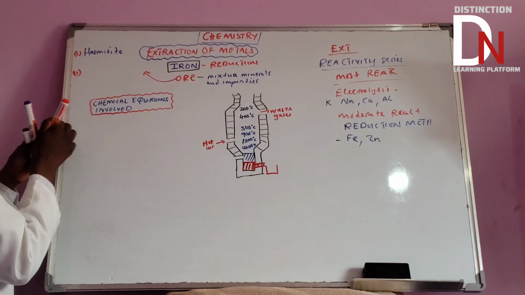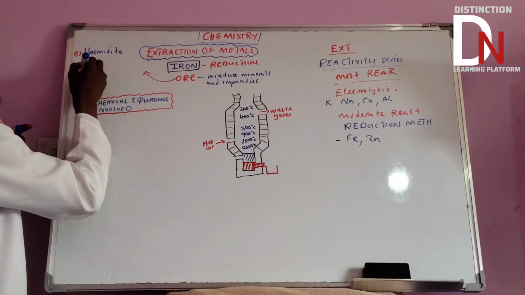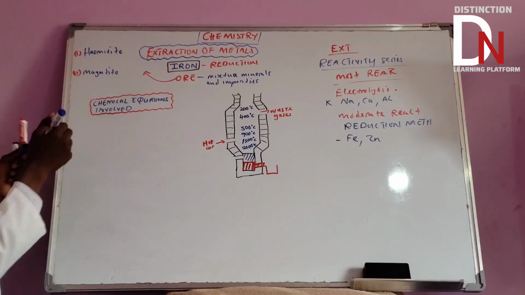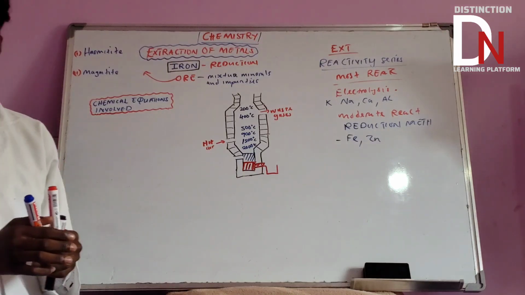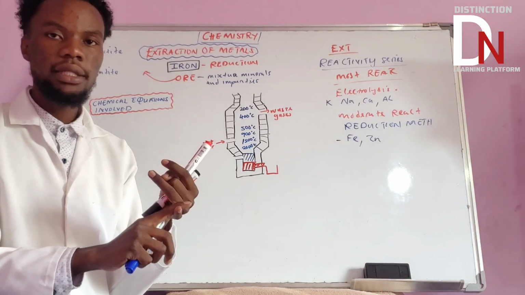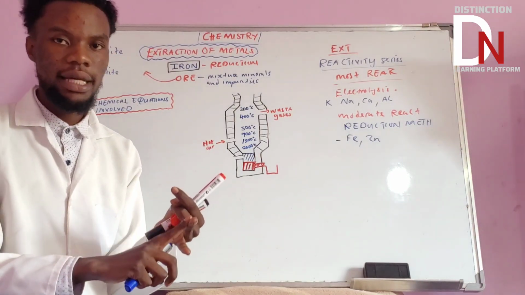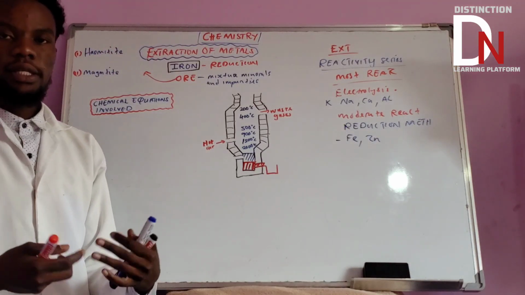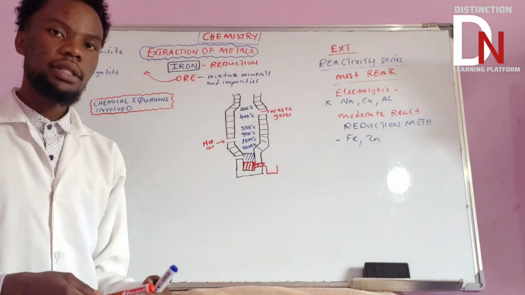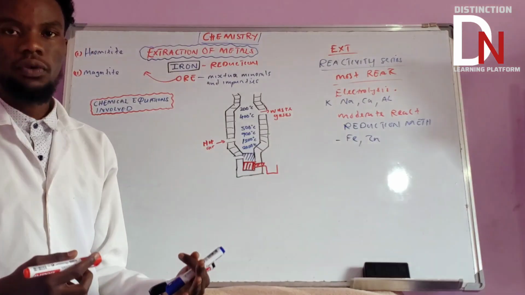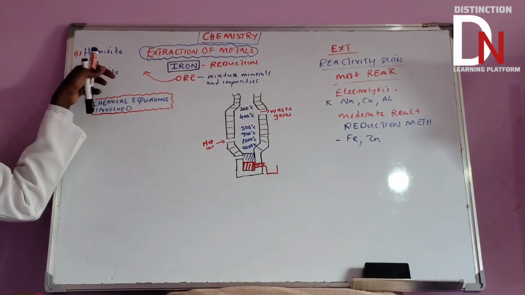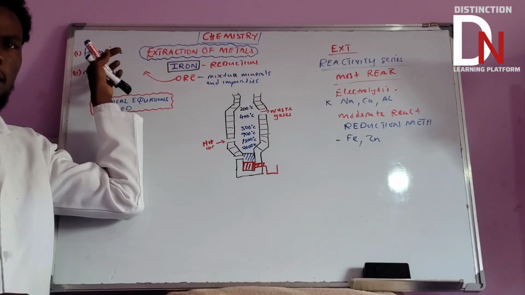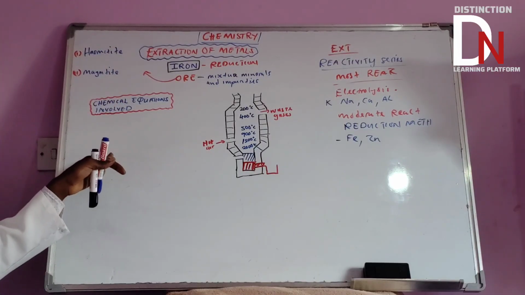Another ore for iron, we call it magnetite. So there are two important ores for iron. The first one is hematite. The second one is magnetite. Now, you know, under chemistry, we don't just write words, we write something in the form of a chemical formula. Whenever they ask you what is the chemical formula for hematite, it is very, very important, it's the one that we'll be talking about under chemical equations.